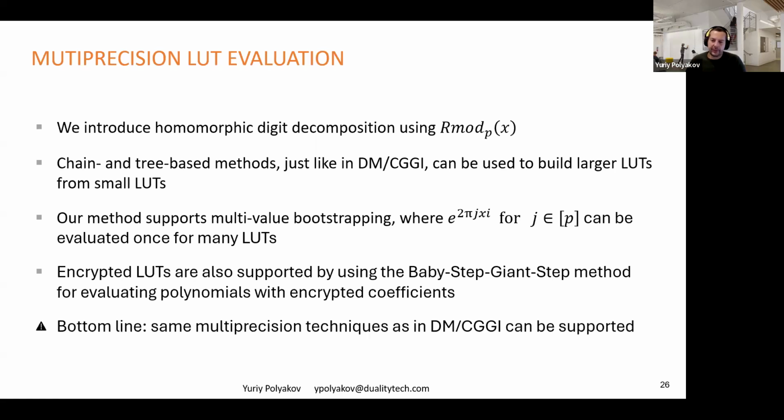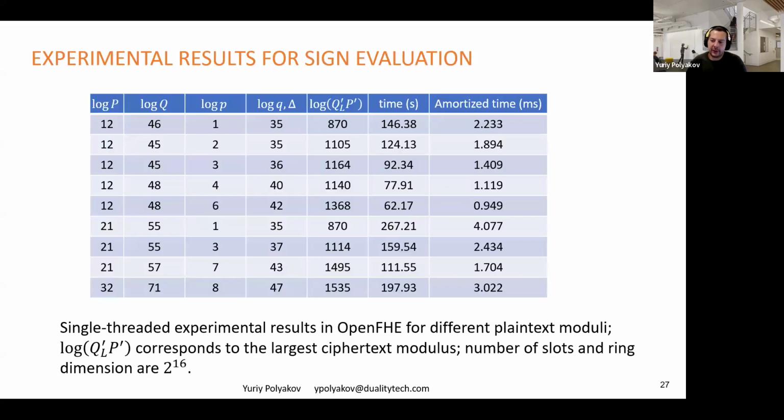And the simple story is that, as far as we've seen so far, any multi-precision techniques that have been used for TFHE should be available in this case as well. And we'll briefly look at the experimental results for sign evaluation.